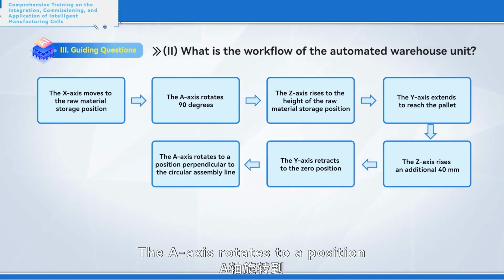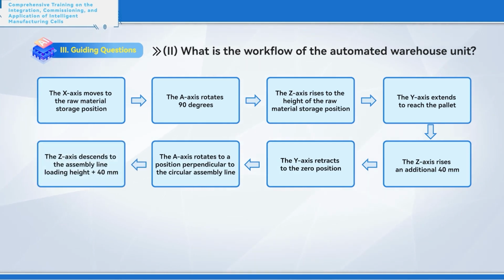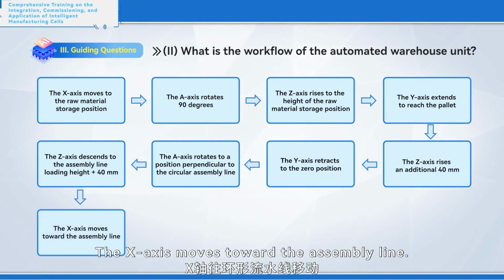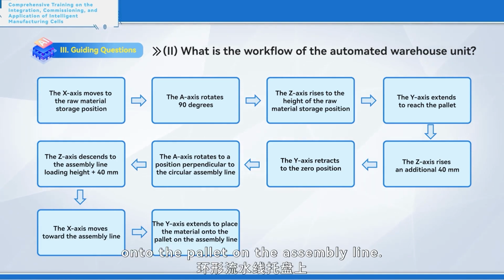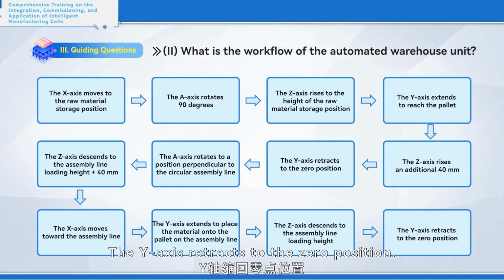The A-axis rotates to a position perpendicular to the circular assembly line. The Z-axis descends to the assembly line loading height plus 40 millimeters. The X-axis moves toward the assembly line. The Y-axis extends to place the material onto the pallet on the assembly line. The Z-axis descends to the assembly line loading height. The Y-axis retracts to the 0 position.